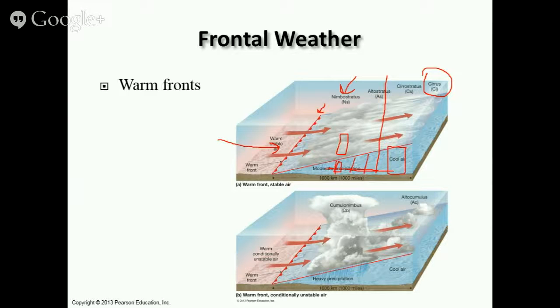If we compare that to the cold front, it's quite drastic. Whenever we look at some of these, if we have a cold front move through, our front ratio right here, our slope ratio, is going to be much steeper. So what happens when we have warm air in conditionally unstable air?